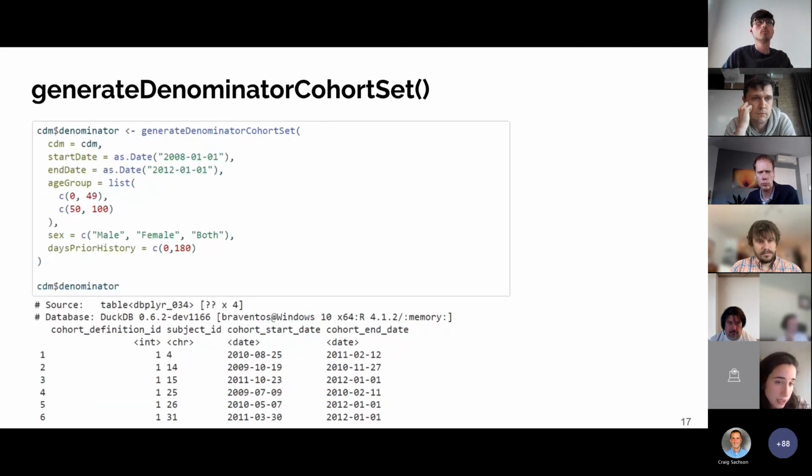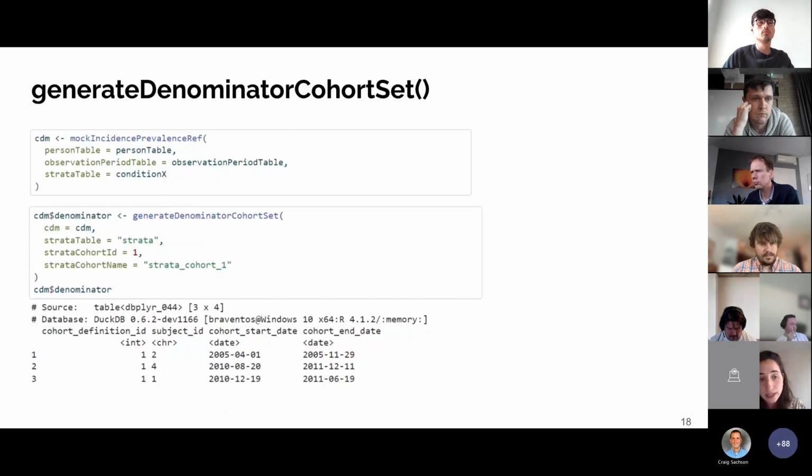So if we want to add these restrictions, we can specify them with these parameters. We can specify the study period, the age groups, the sex, and prior history requirements. For every one of these combinations of parameters, we're going to have a different denominator. All of them are going to be registered in the same table with a different cohort definition ID.